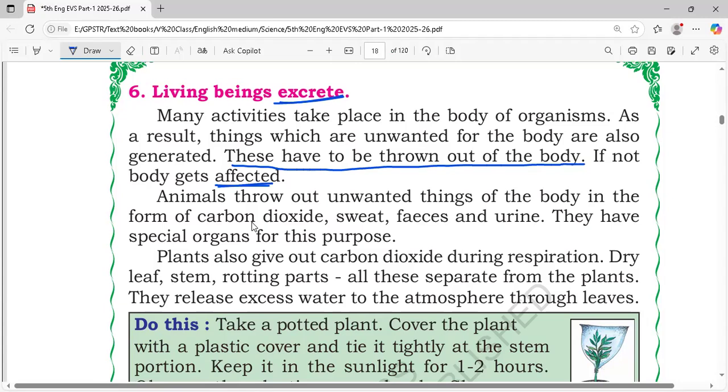Animals throw out unwanted things of the body in the form of carbon dioxide, sweat, feces, and urine. They have special organs for this purpose. Plants also give out carbon dioxide during respiration. Dry leaf, stem, rotting parts, all these separate from the plant. They release excess water to the atmosphere through leaves.